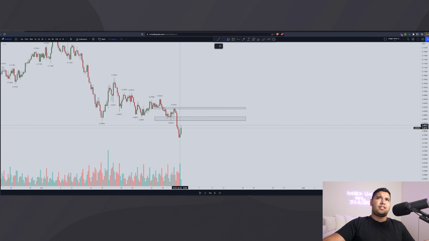So we draw this level. This is our last point of interest before the trend reverses. And I will mark this as the new low, because this is what we're going to be targeting for our target.